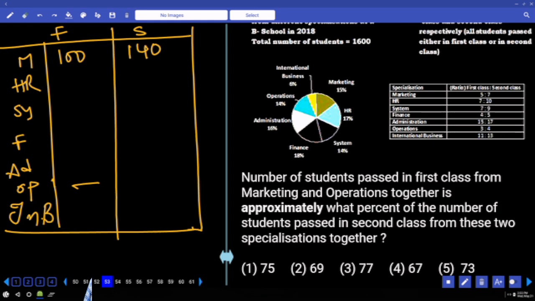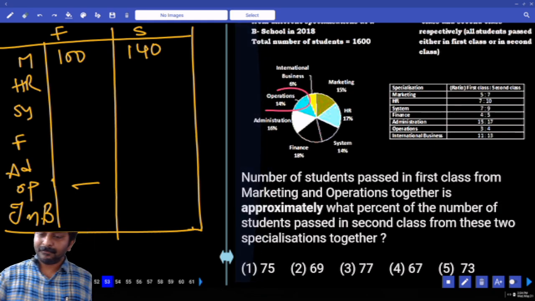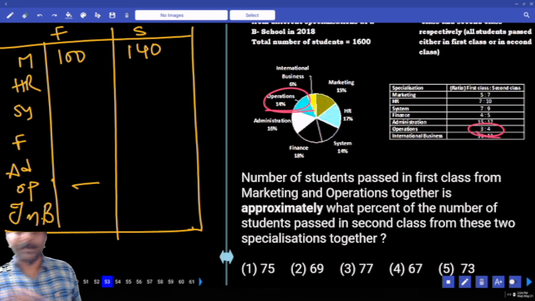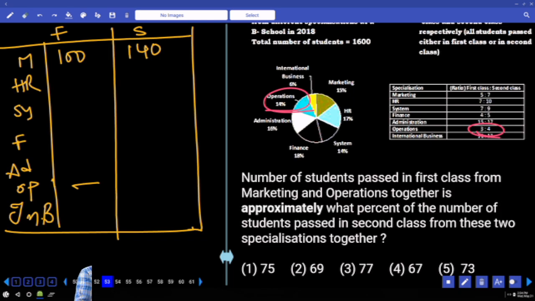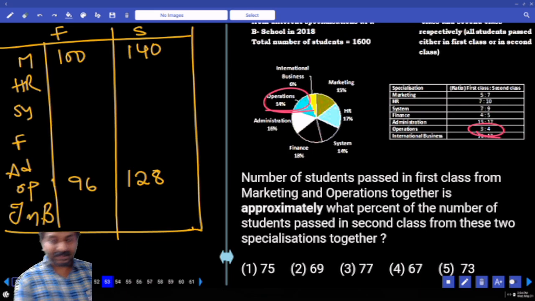Let's see, operations. What percent do we have? How many parts are there? 7 parts is 14%, each part is 2%. First class, 3 parts, 6%, calculated on 1600. How much is that? 96. Next, second class, 4 parts, 8%, calculated on 1600. 8 parts, 8 16 times 128, correct? Now look at the question.